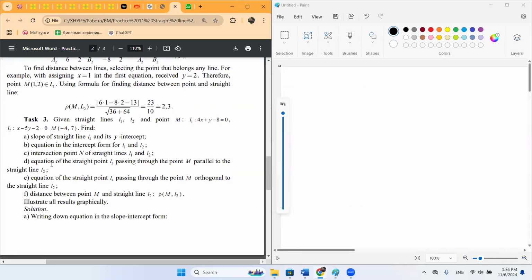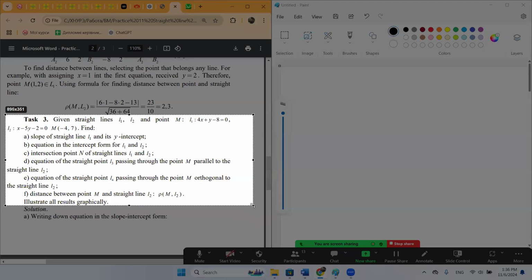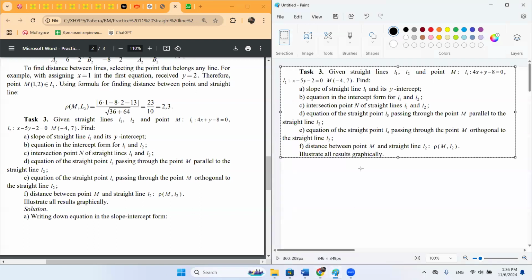I need to understand why print screen doesn't work, but it worked before. I just forgot to click here. Okay.